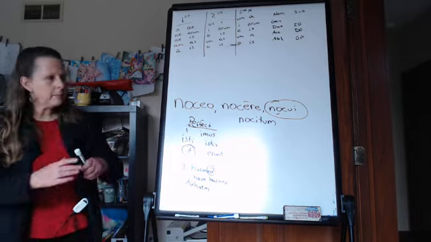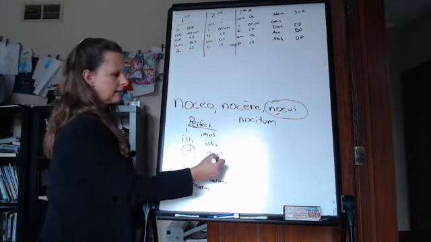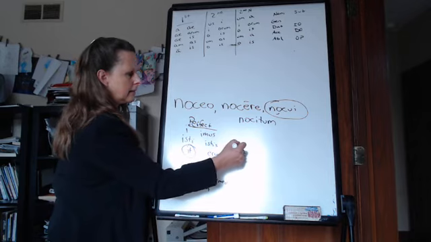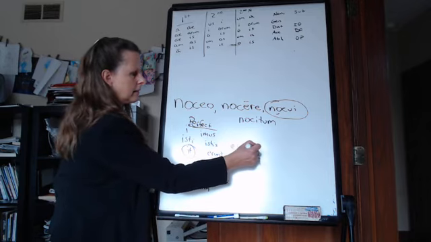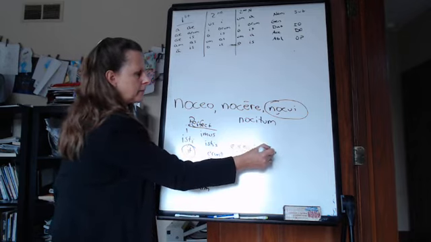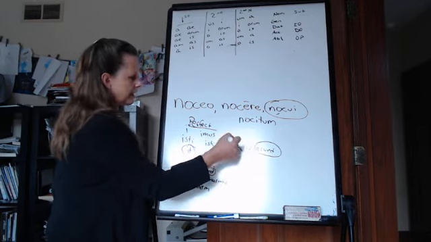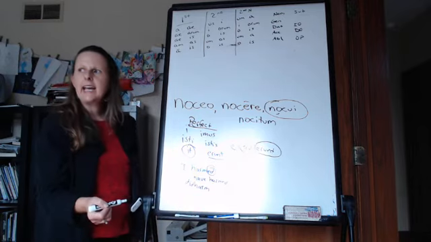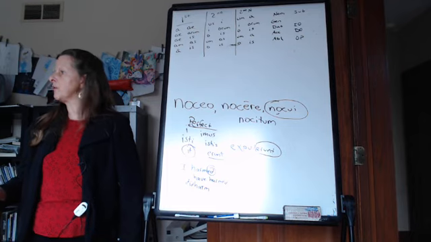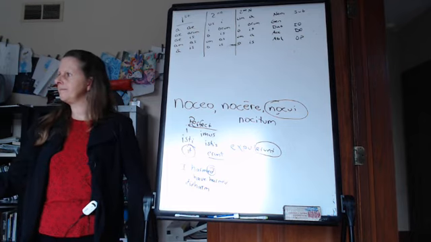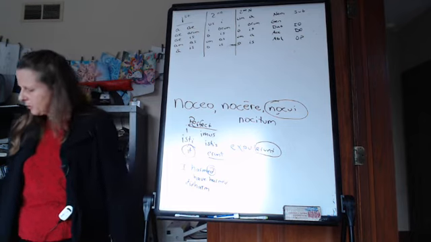So, expulerunt. Look what I have: the third principal part, plus erunt. It's perfect tense. They expelled. They drove out. Perfect tense.